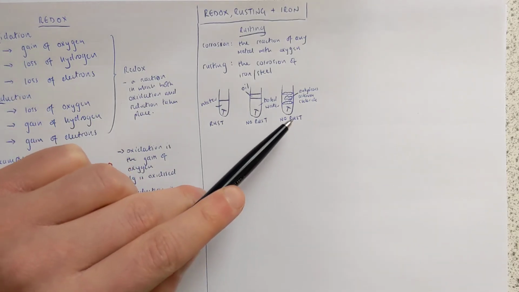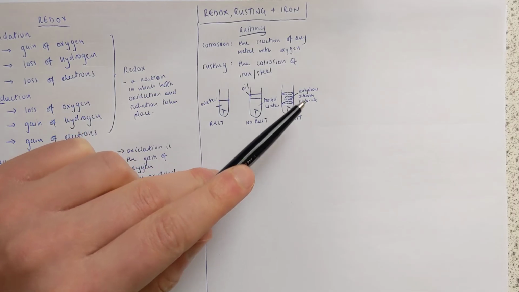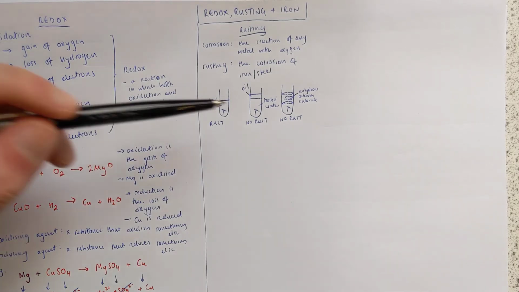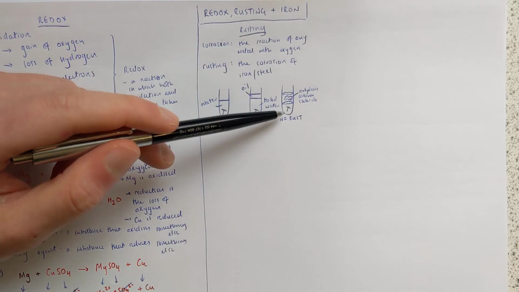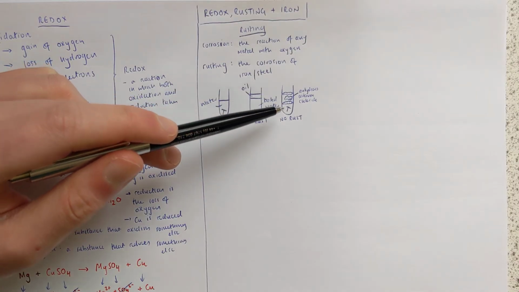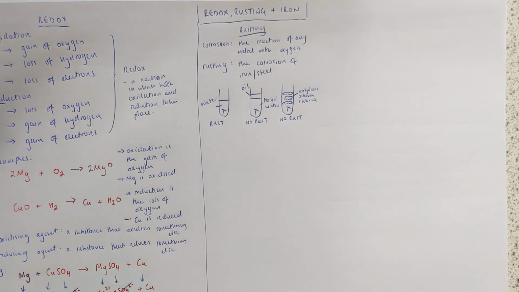So working backwards, the test tube on the right hand side contains anhydrous calcium chloride. Anhydrous calcium chloride is a drying agent, so it will remove any water vapour from the air. So all the air in this test tube is entirely dry and it's just got normal air in it and normal oxygen. So when you're just exposed to oxygen, you don't rust.